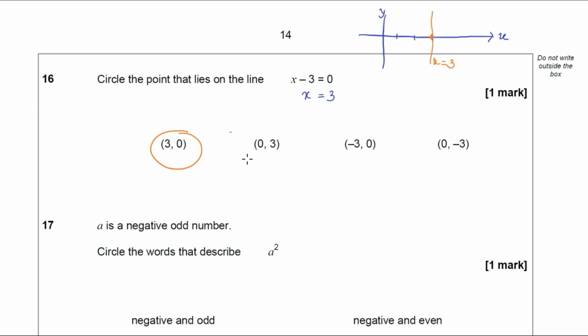Start with (0, 3). (0, 3) is here: 0, and then 1, 2, 3. So it should be here. It doesn't lie on the line, so it's not the answer.